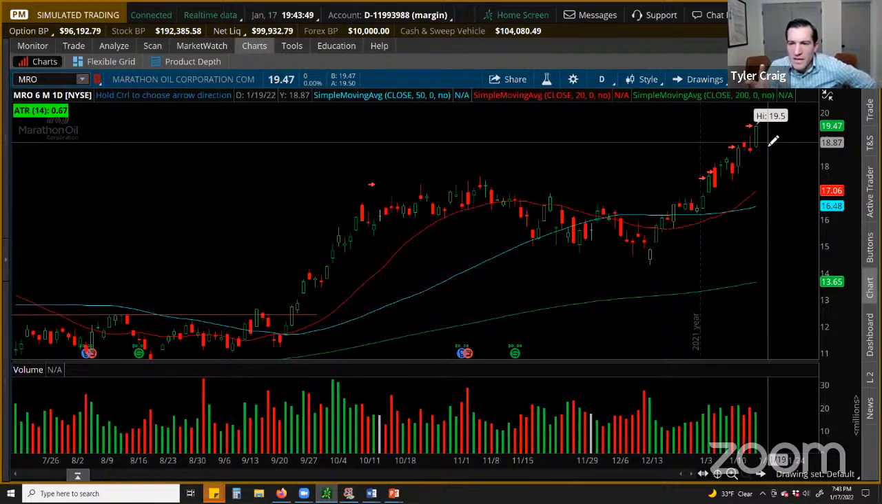I wait for a pullback or a pause. If I were to try to trade it, then I wouldn't go a full position here because I want to have the ability to buy more shares if it does pull back. So it'd be like a partial position. Or maybe you momentum trade it with a tight stop. That way, if it starts to pull back, you bail.